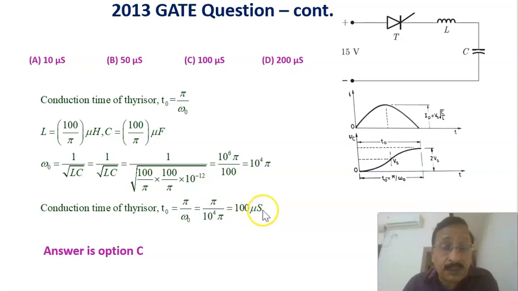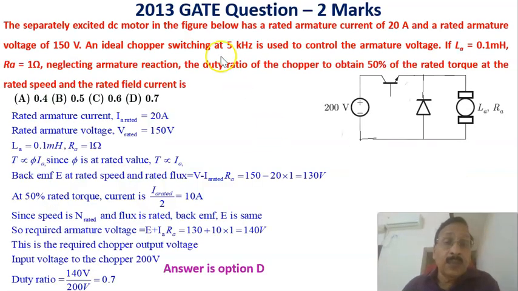This is equal to 100 microseconds. Therefore, the answer is option C. The duration for which the thyristor is conducting is 100 microseconds.